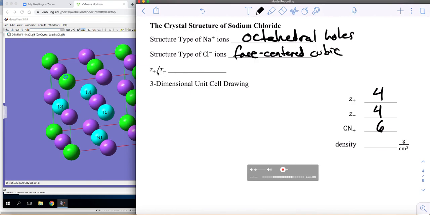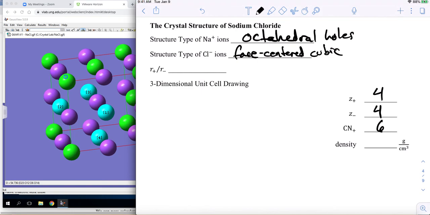For R plus over R minus, you can just look at that chart of the ion sizes, and you're just taking the cation radius divided by the anion radius, and you should see this ratio is a good bit smaller than it was for cesium chloride because it's an octahedral hole, not a cubic hole. It means that our cation is a little bit smaller in that case.